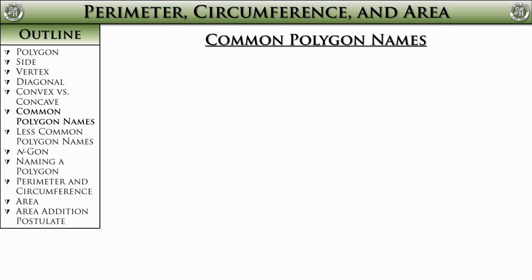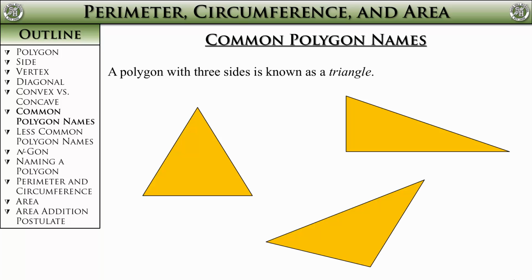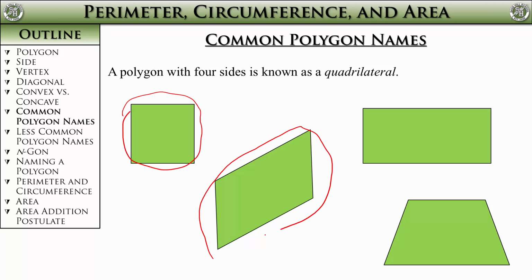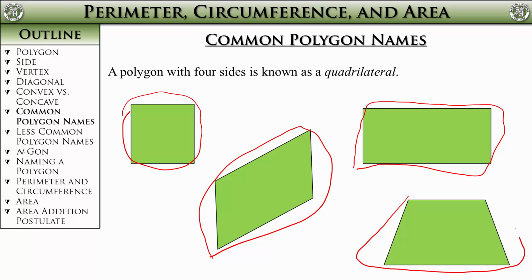There are some common polygon names that you should know, and in many cases probably already know. A polygon with 3 sides is known as a triangle. A polygon with 4 sides is known as a quadrilateral. This quadrilateral is a square. This quadrilateral is a parallelogram. This quadrilateral is a rectangle. This quadrilateral is a trapezoid.